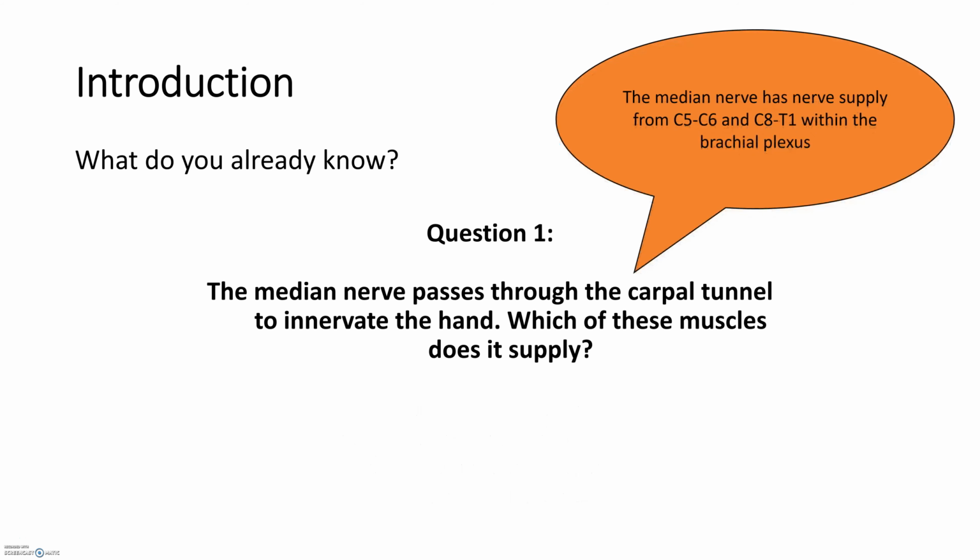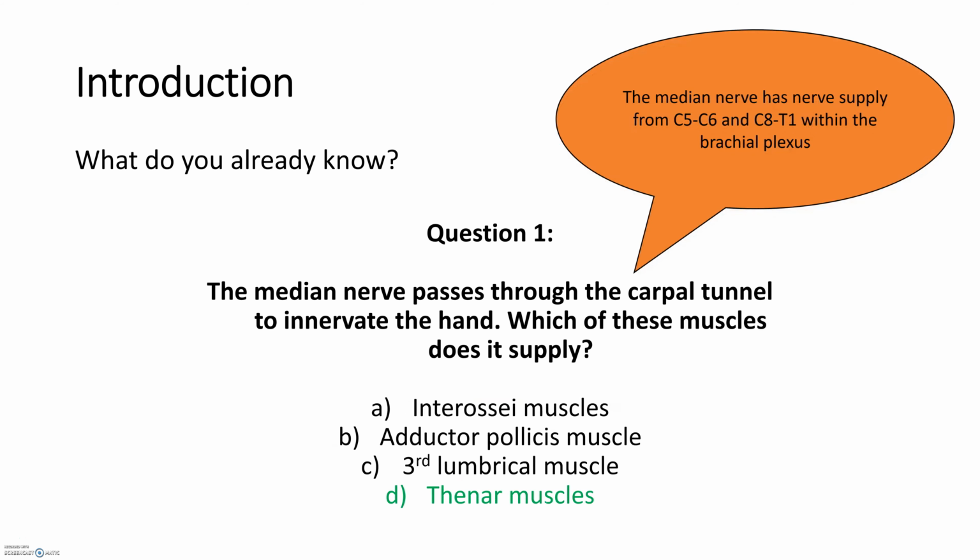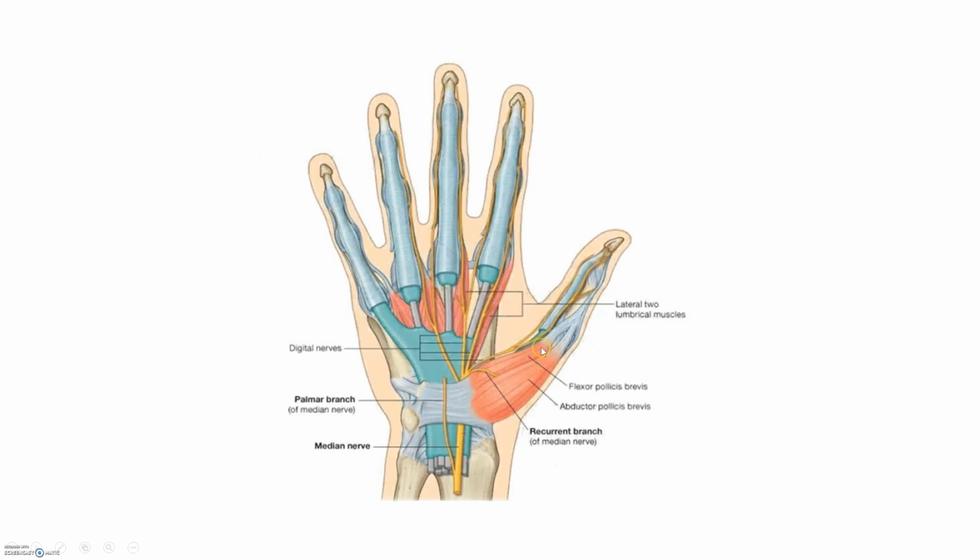Okay, so the answer to this question is the thenar muscles. The thenar muscles are this bulk of muscles found at the base of the thumb, made up of the flexor pollicis brevis, the abductor pollicis brevis, and the opponens pollicis. Now these are all very important in flexion of the thumb, and this is associated with grip.